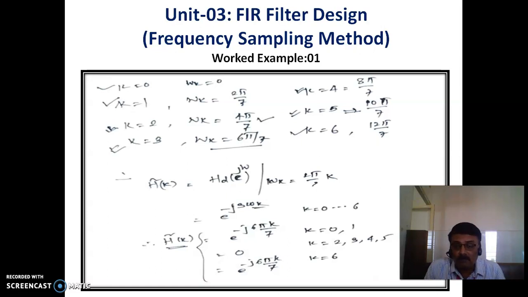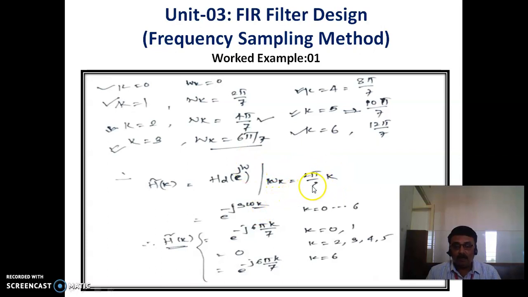Sorry, DFT values. Right. To convert our value to DFT values, we have omega k equal to 2 pi by N, 2 pi k by N. So here omega k is equal to 2 pi k by N. This is the symbol of DFT values of your H of e power j omega. So this omega in H of e power j omega will be replaced with the omega k value.